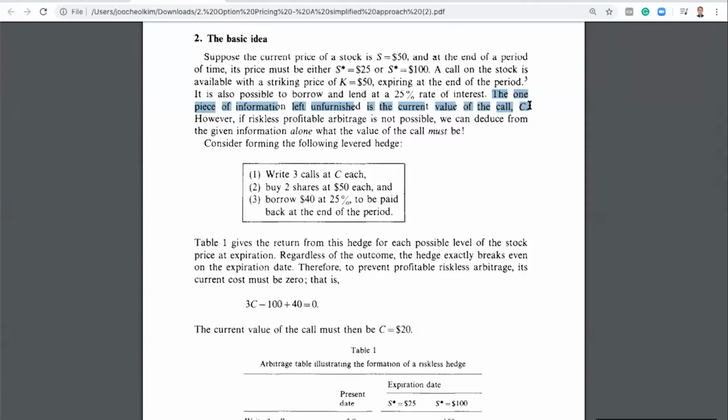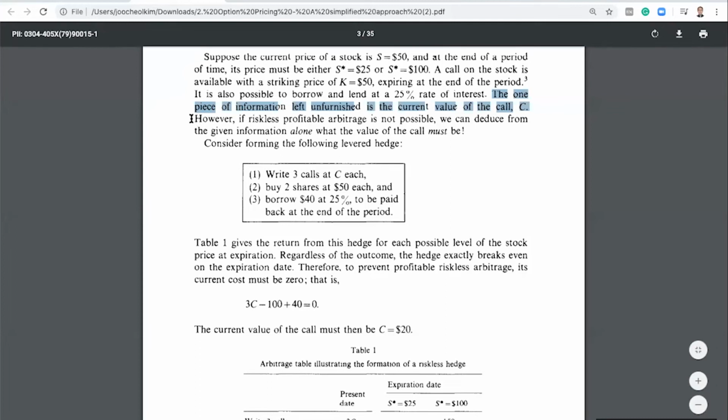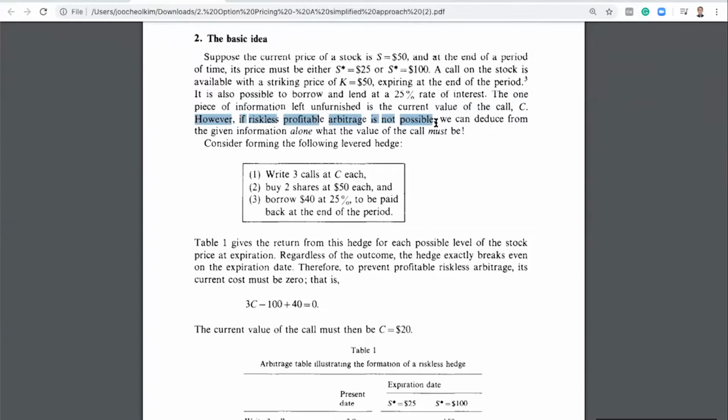And then in the final third game, we don't know the current price of the stock, but we know the upstate value and we know the downstate value. So the only information left unfurnished is the current price of the call. And they said, however, if riskless profitable arbitrage is not possible, so you know the meaning of the arbitrage. So by assuming that there is no arbitrage, we can deduce from the given information alone what the value of the call must be.